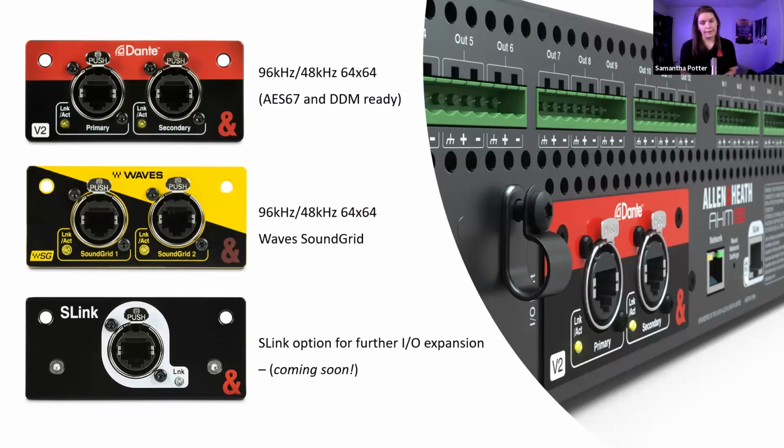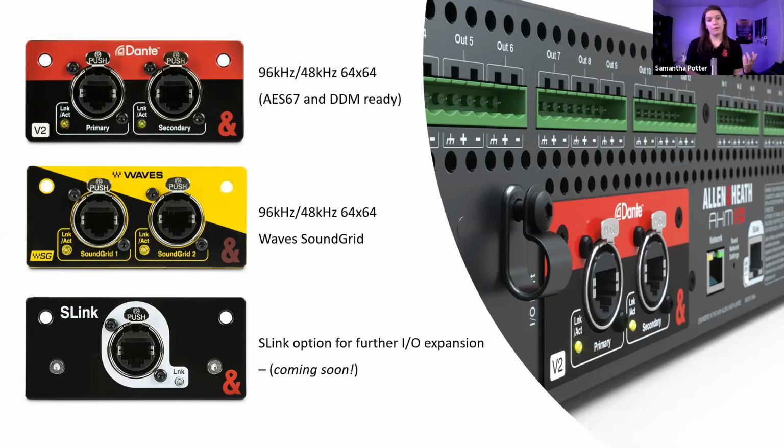Okay, speaking of Dante cards, of course we have Dante, where you can have 64 by 64, and you can run it at 96 or 48. It's also AES67 ready. This is the all install conference event, and the HM64 really shines in hybrid places or highly configurable areas. And Dante just fits in that very well. So you can't be in the install space and not have Dante.